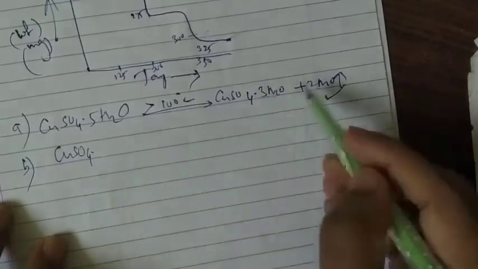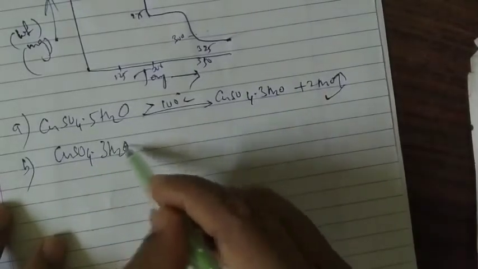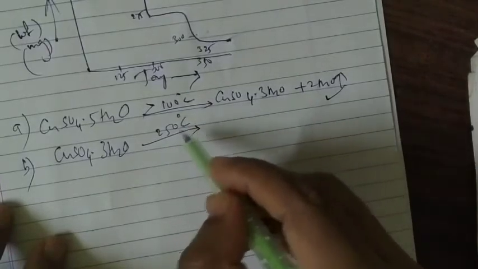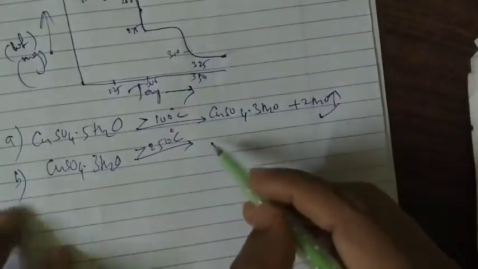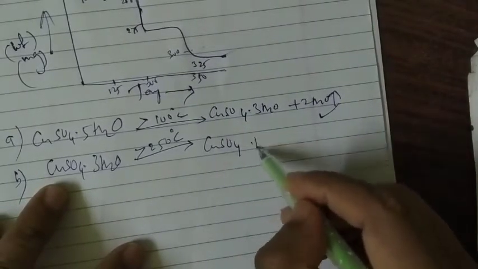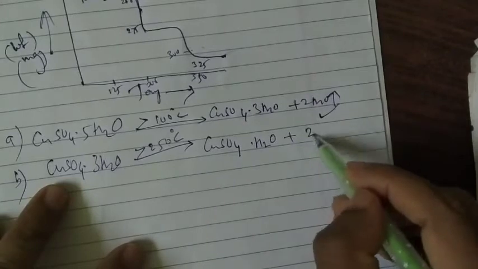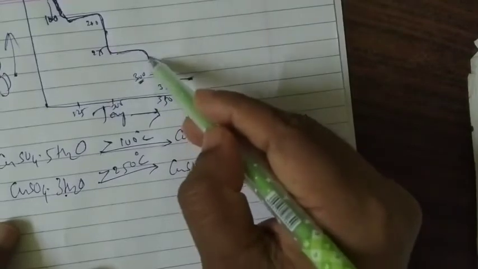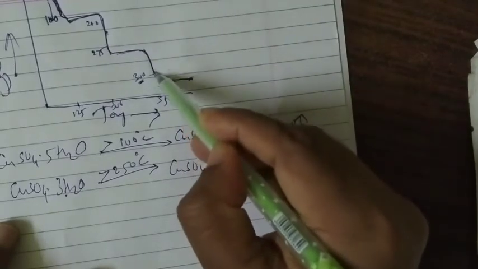In the B case, what is going to happen here, copper sulfate 3H2O. When this is heated around 250 degrees centigrade or above, nearly 275, you are going to see that this copper sulfate loses 2 moles of water of crystallization, and 1 remains. Again there is constant weight here, and above 300 again there is loss of weight here.